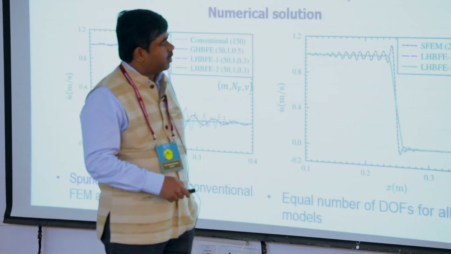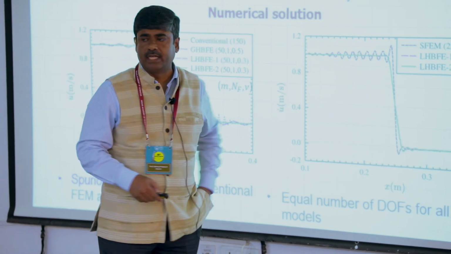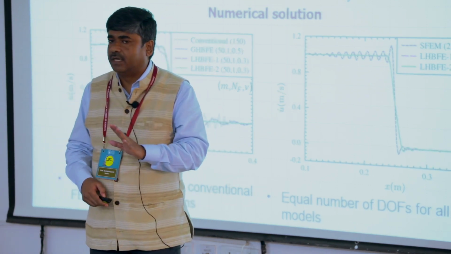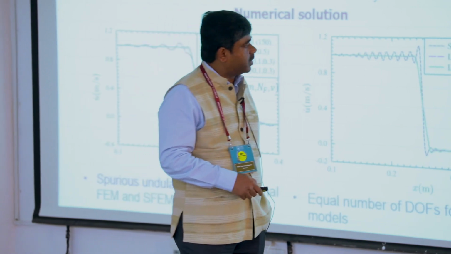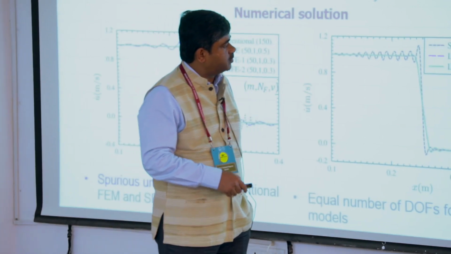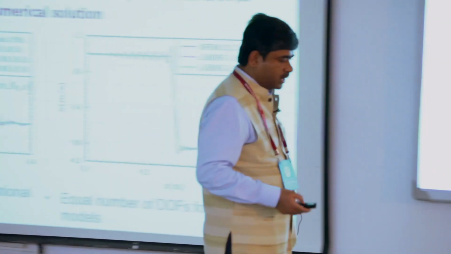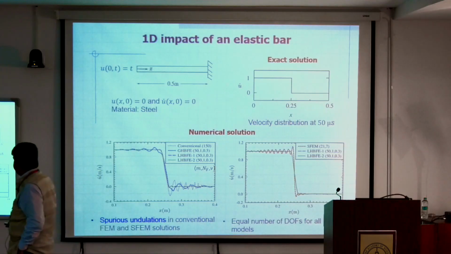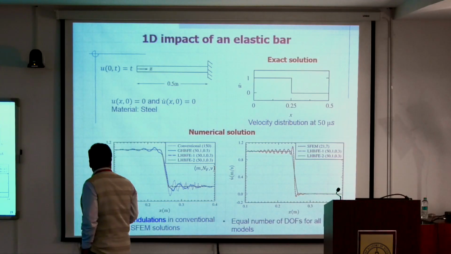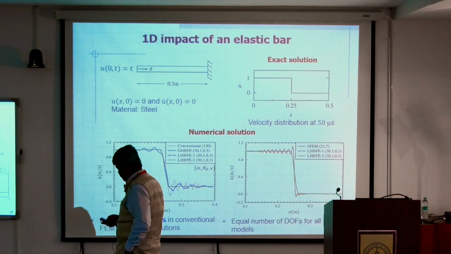And you can see in all of them, what we have kept constant is the number of degrees of freedom. So if you keep the number of degrees of freedom constant and then change the method, this is the accuracy. So without increasing your computational effort, in this case we are actually enhancing the accuracy of the problem.